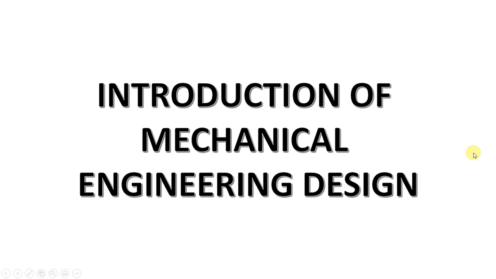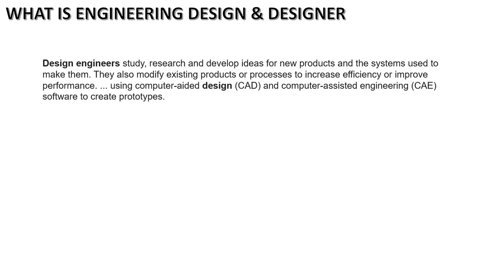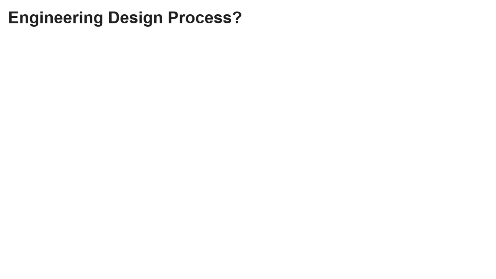In this video, we're going to see about introduction of mechanical engineering design. First, we need to know what is engineering design and a designer. Design engineers study, research and develop ideas for new products and the systems used to make them. They also modify existing products or processes to increase efficiency or improve performance, using computer-aided design and computer-assisted engineering software to create the prototype. The process we follow is called the engineering design process.